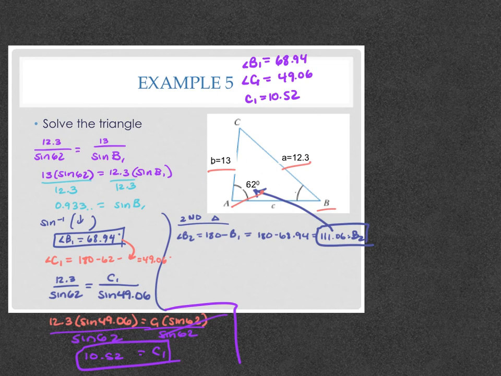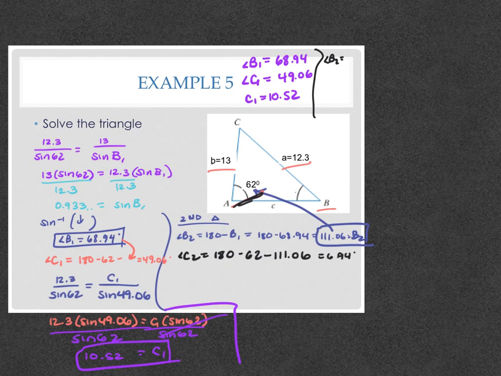Now I've got to finish out that second triangle. So I have A, B2, I need C2, which is 180 minus A, which is still part of both, so 62 still goes to both. 180 minus 62 minus 111.06, which is 6.94. Now that's small, but it is positive, which means there is a second triangle this time.